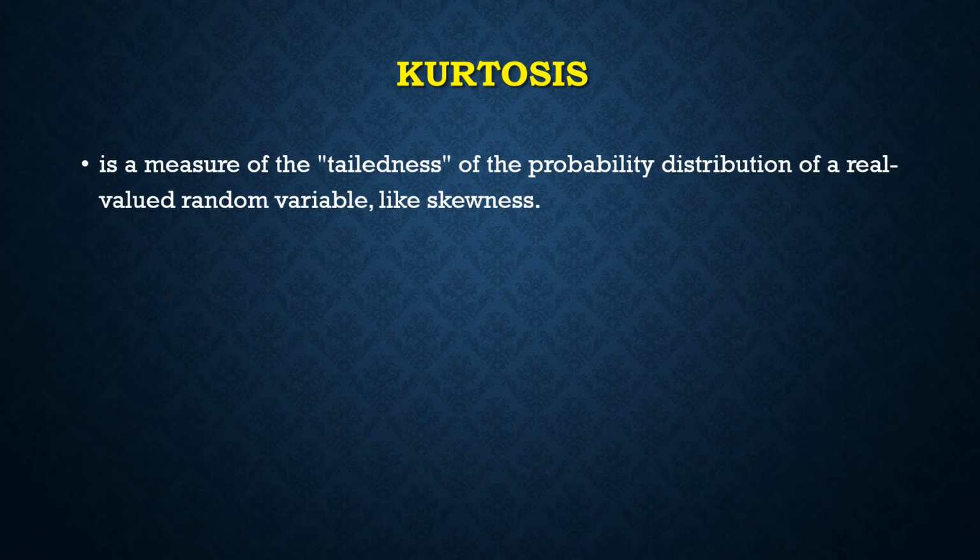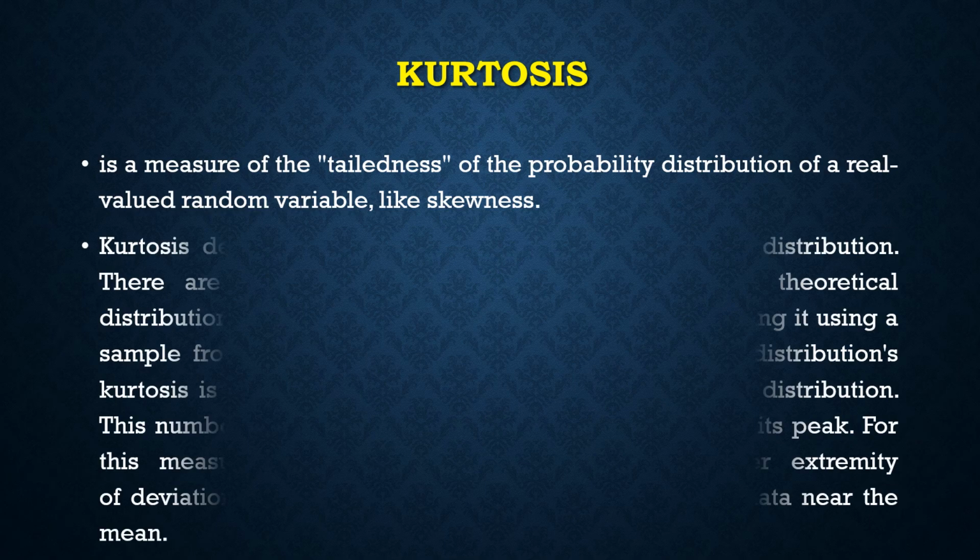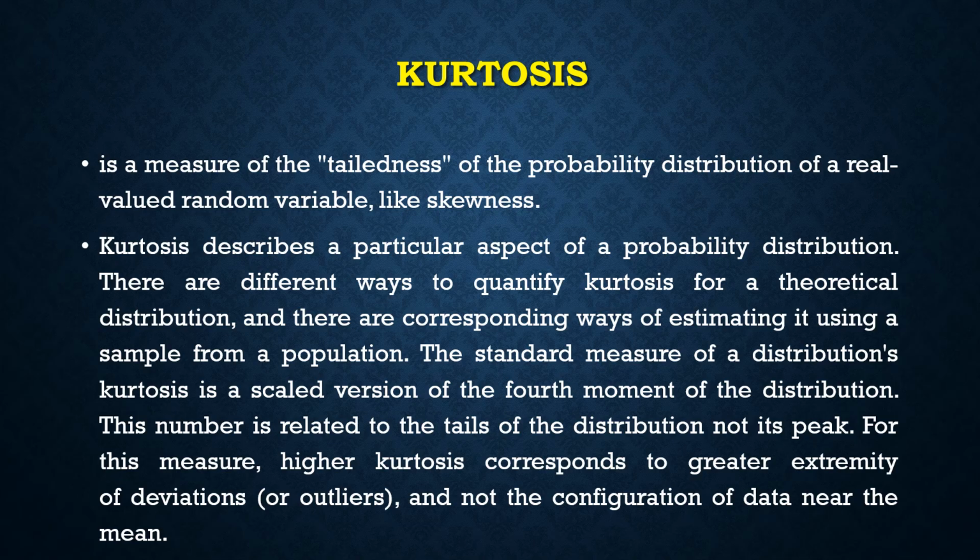Kurtosis is the measure of the tailedness of the probability distribution of a real-valued random variable, like skewness. Kurtosis describes a particular aspect of a probability distribution. There are different ways to quantify kurtosis for a theoretical distribution, and there are corresponding ways of estimating it using a sample from a population. The standard measure of a distribution's kurtosis is a scaled version of the fourth moment of the distribution.